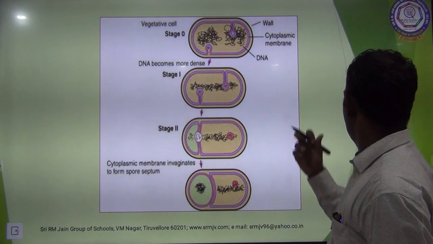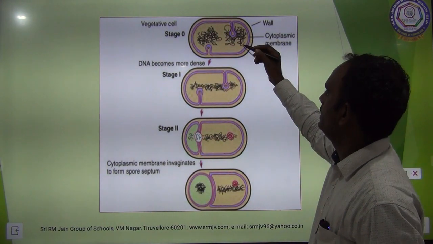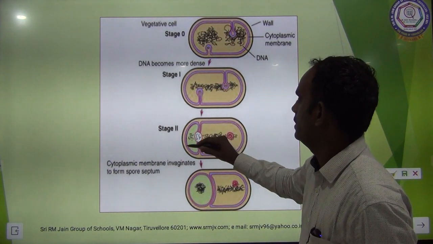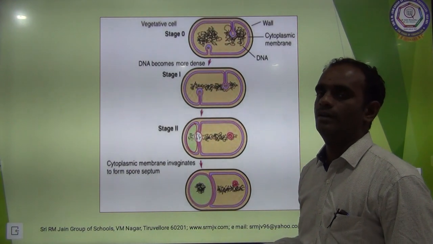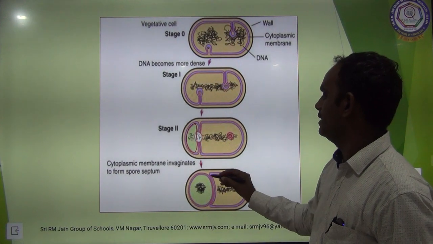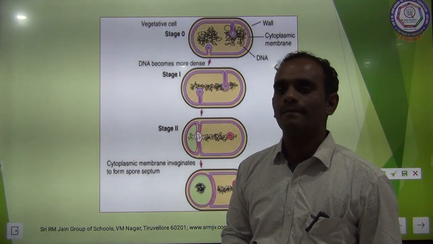See the bacterial cell. Here the DNA becomes more dense. Here is the formation of the endospore. If the condition is favorable for the bacteria, it germinates and forms a new cell. Clear?